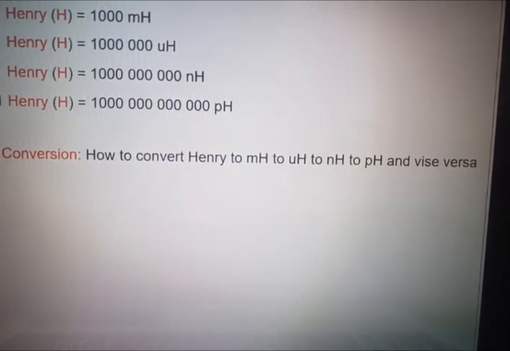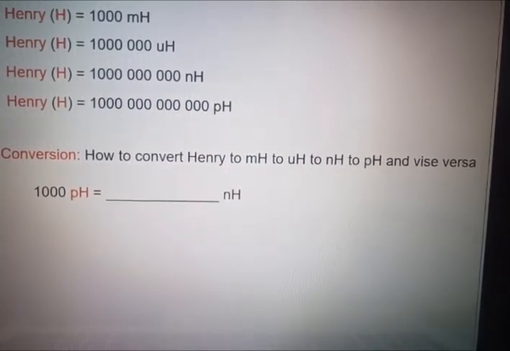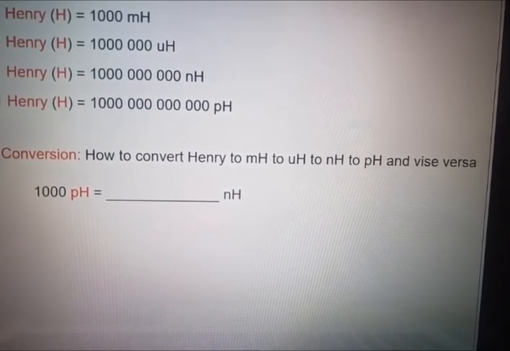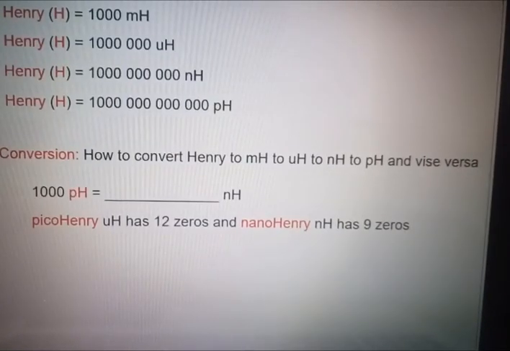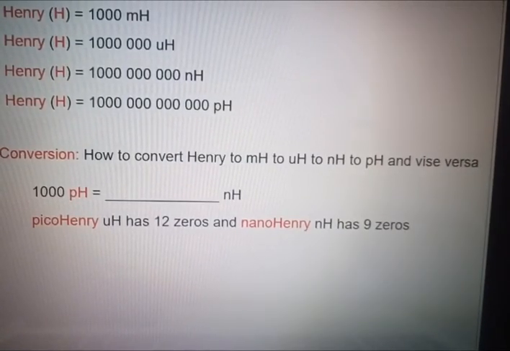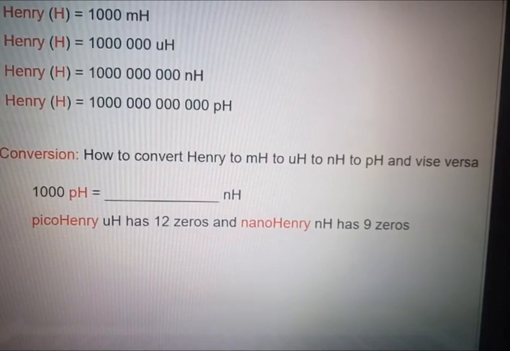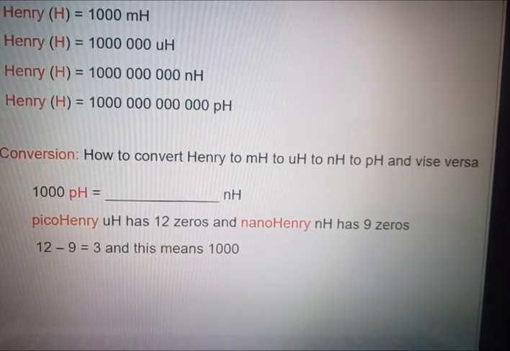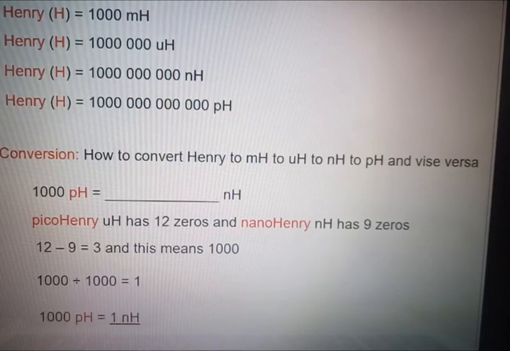And okay, the last example guys is 1000 picohenry convert to nanohenry. So picohenry has 12 zeros and nanohenry has 9 zeros. So you're going to subtract 12 minus 9, that is equal to 3. So remember guys that 3 has 3 zeros, that means 1000. So 1000 divided by 1000 is equal to 1. So your 1000 picohenry is equal to 1 nanohenry.